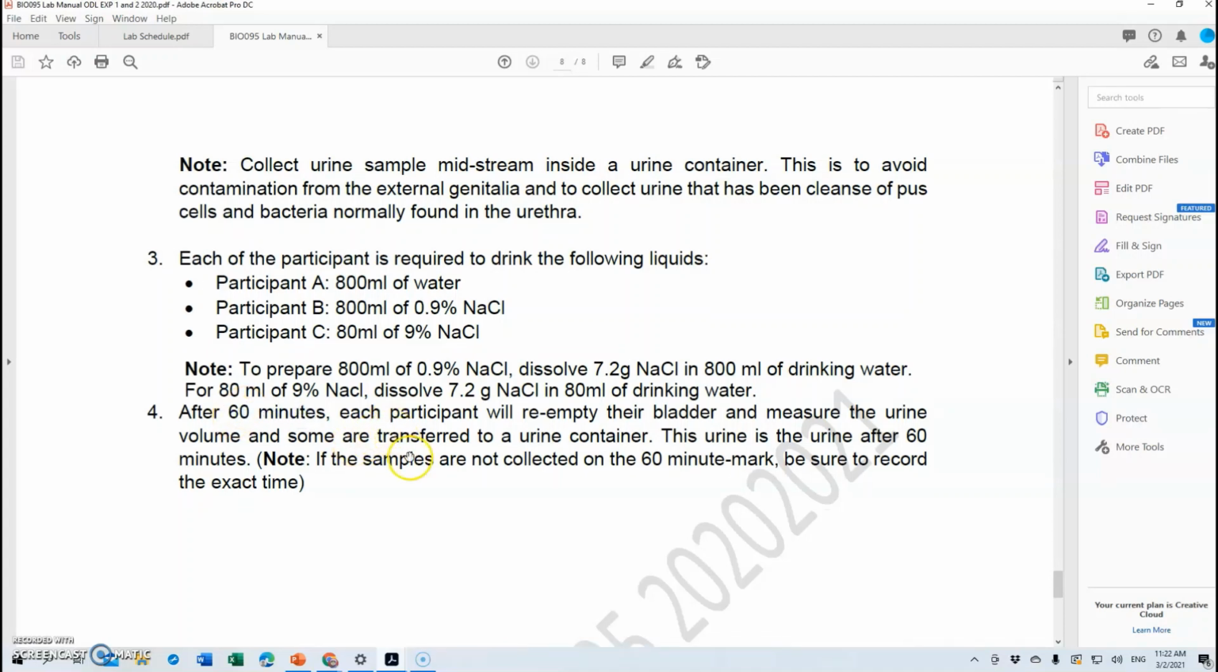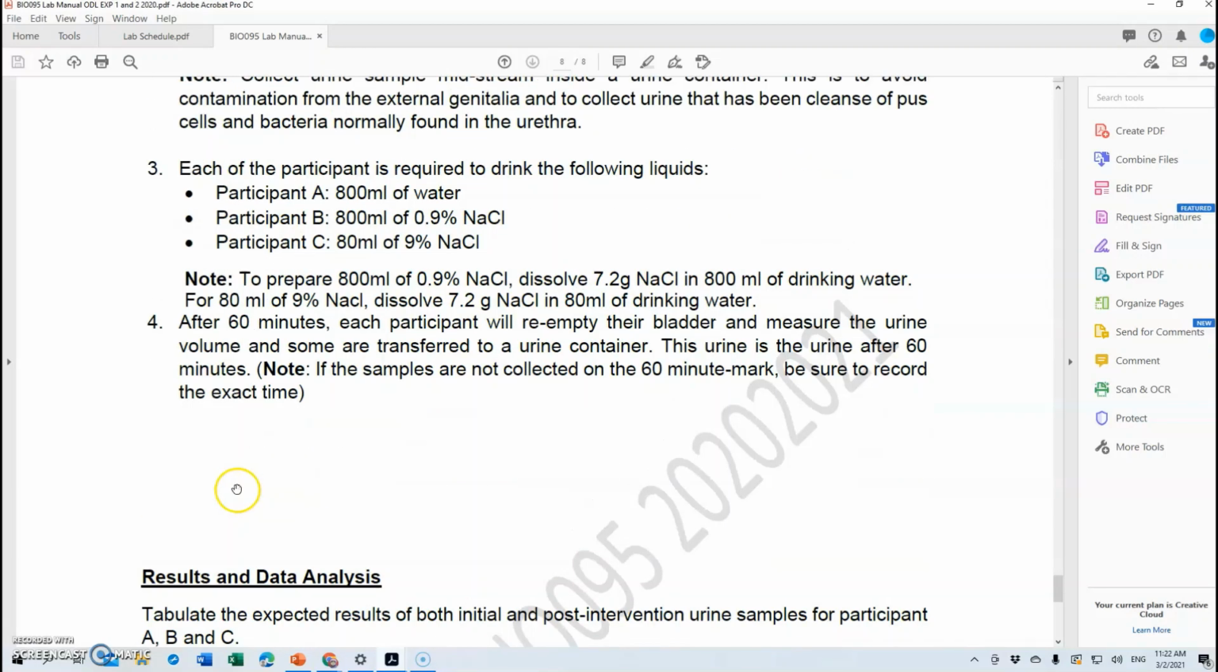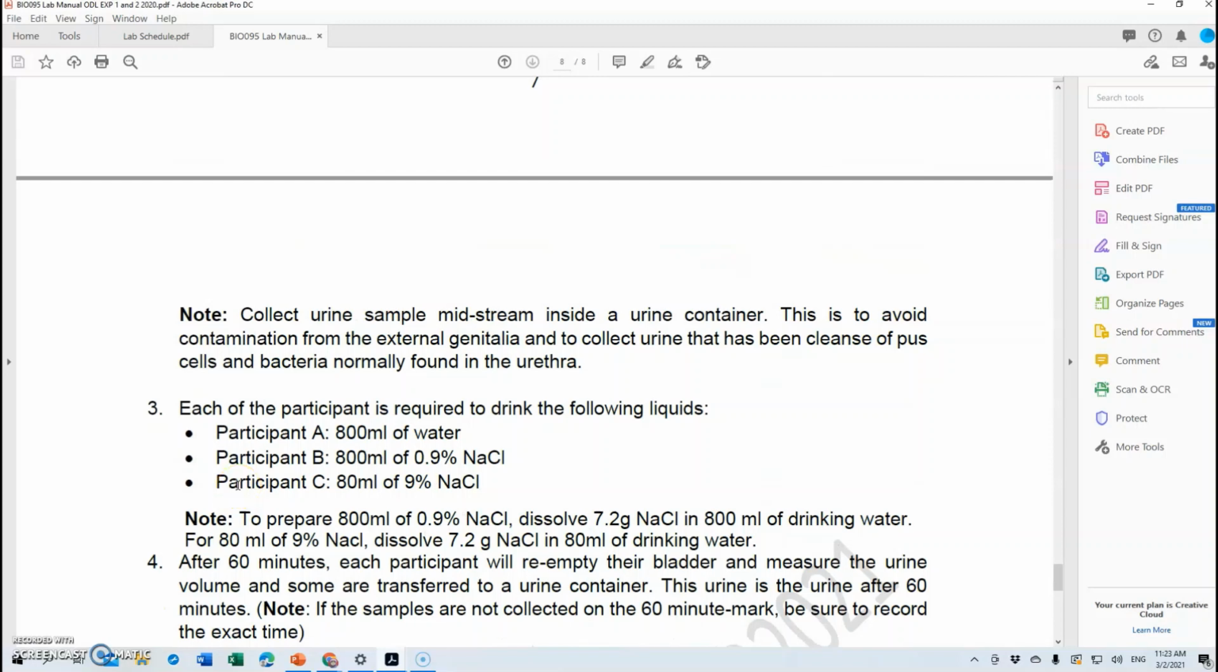Each participant will re-empty their bladder and measure the urine volume, and some is transferred to a urine container. This urine is the urine after 60 minutes. If the samples are not collected within the 60 minutes, make sure you record the exact time. So this is the instruction if it were to be done face to face.